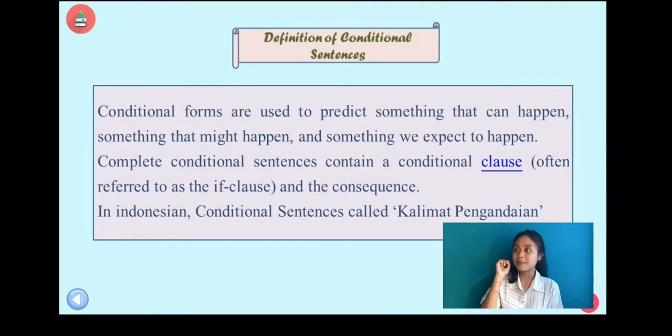For the first chapter, we are gonna talk about the definition of conditional sentence. Do you know what a conditional sentence is? Conditional forms are used to predict something that can happen, something that might happen, and something that we expect to happen. A complete conditional sentence contains a conditional clause, often referred to as the if clause, and the consequences. In Indonesian, conditional sentence is called kalimat pengandaian.